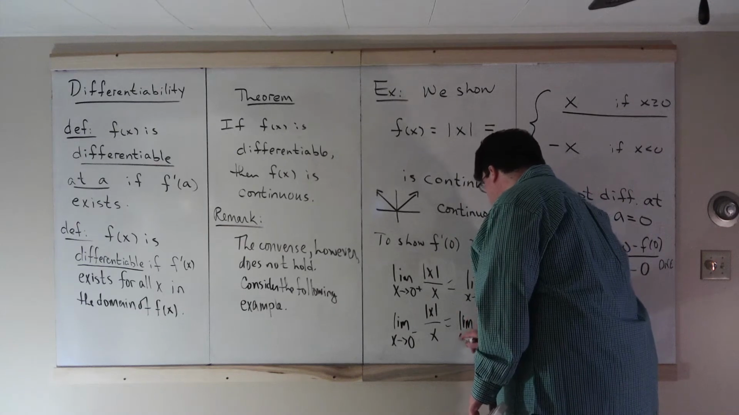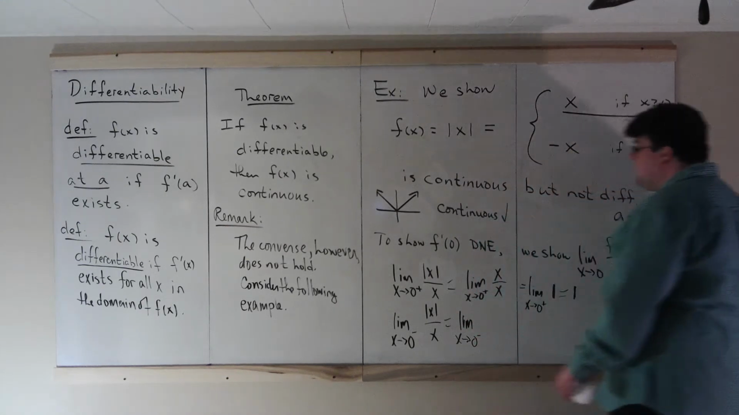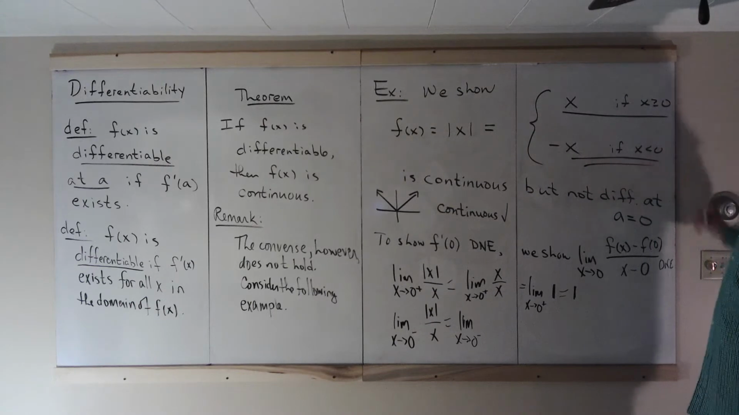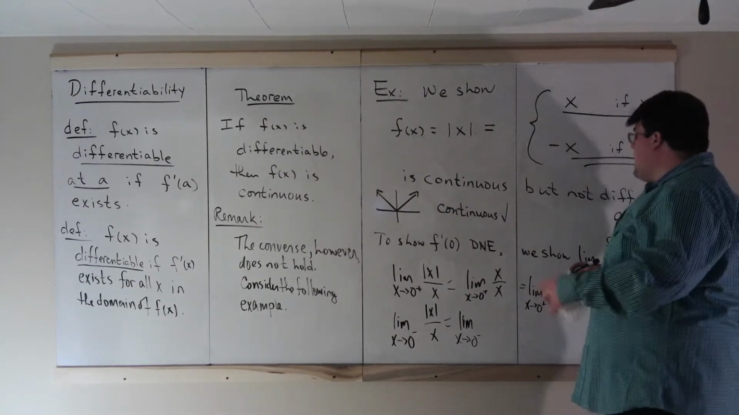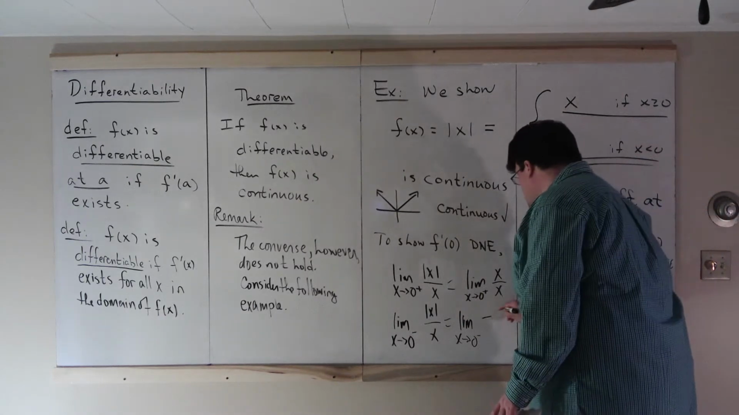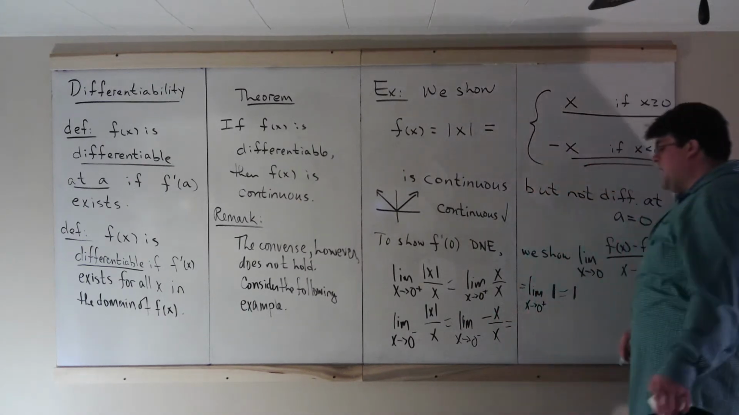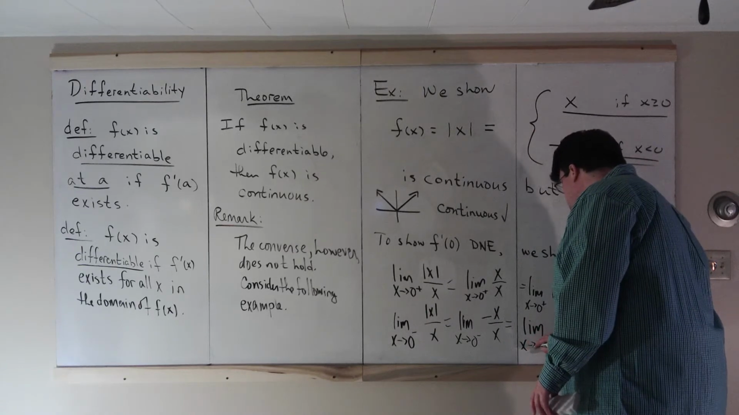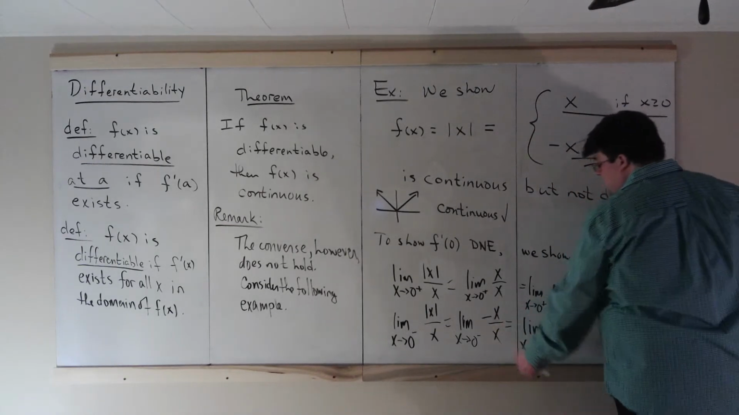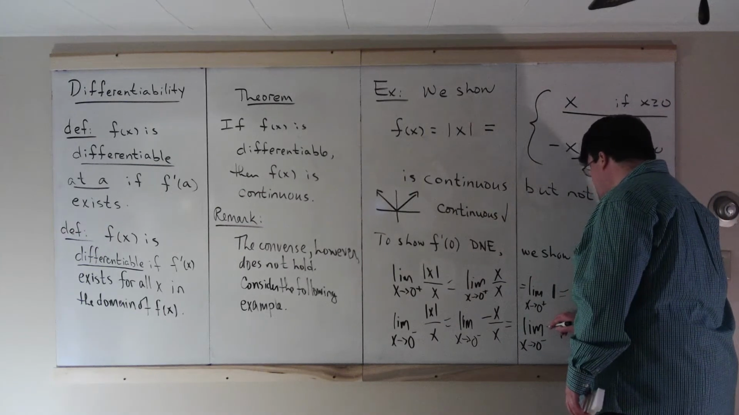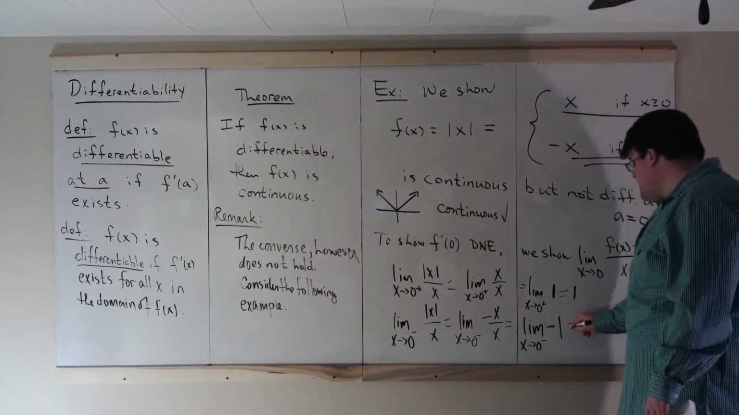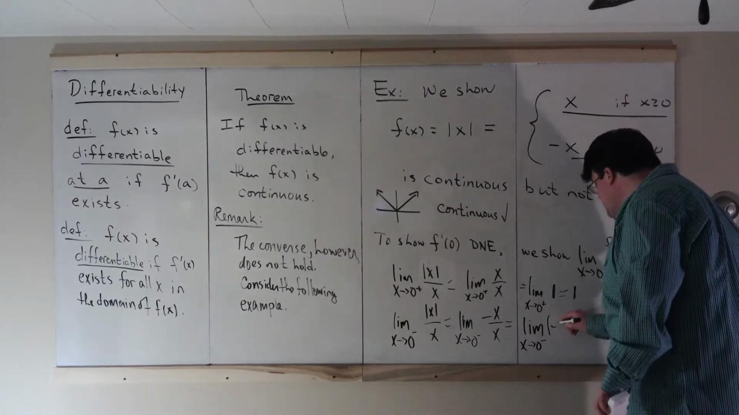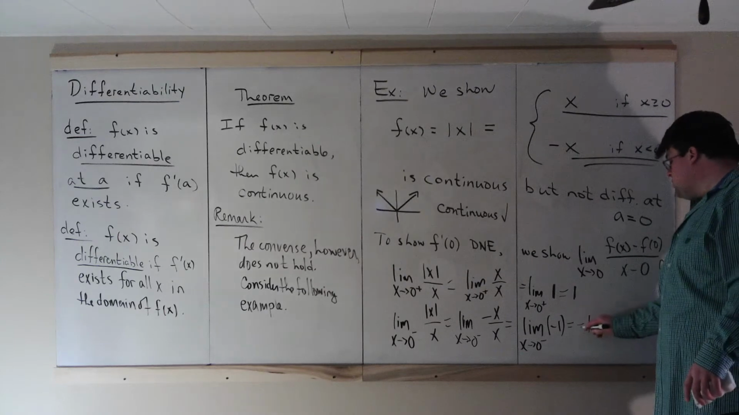How about the next one? Limit as x approaches 0 from the left, absolute value of x over x. Well, we're on the left of 0 now, so we're over on this piece. We're looking down here. The absolute value of x on the left of 0 is negative x. So we get negative x over x. Well, again, you try a substitution, you get 0 over 0, but this fraction, negative x over x, reduces to negative 1. X's cancel, you're left with a negative 1, and as x approaches 0, negative 1 doesn't change.